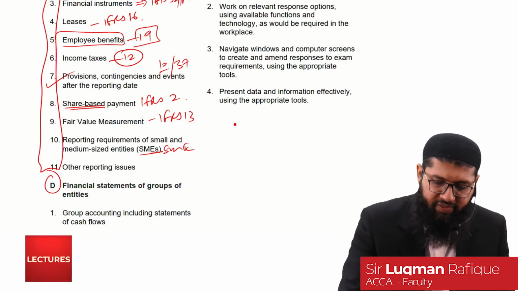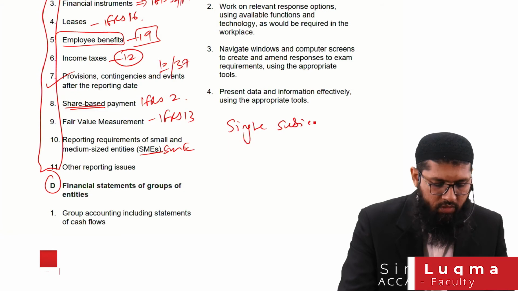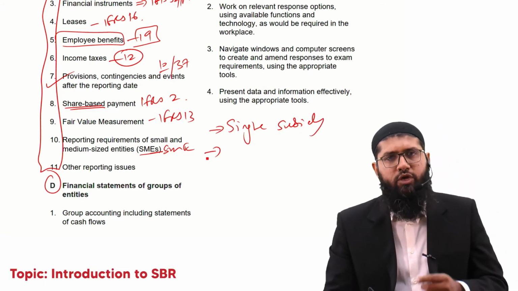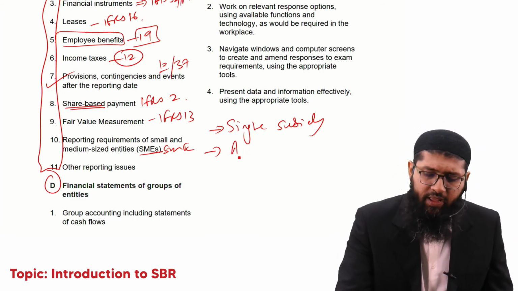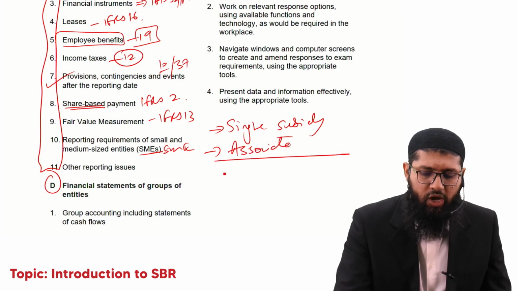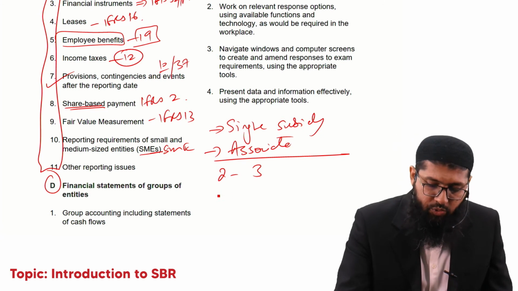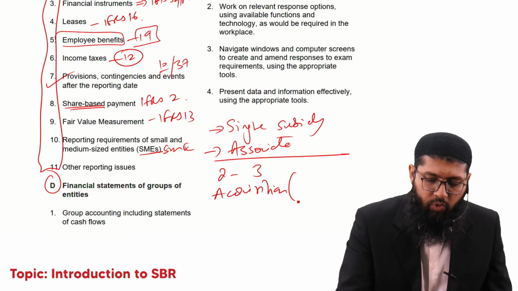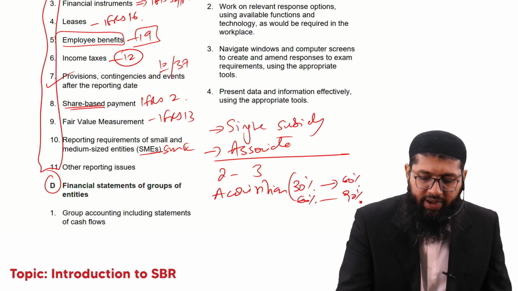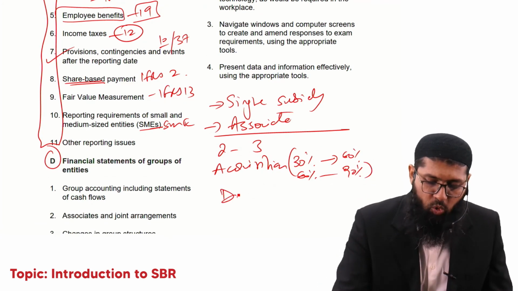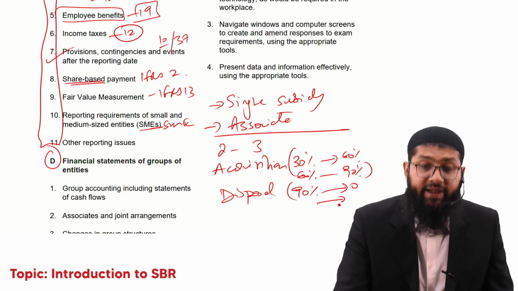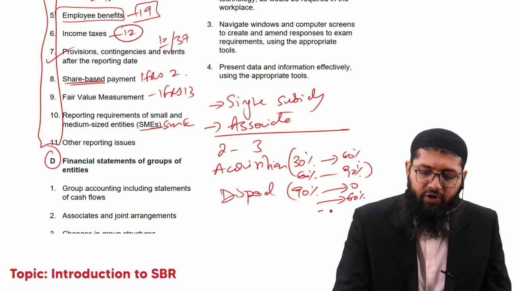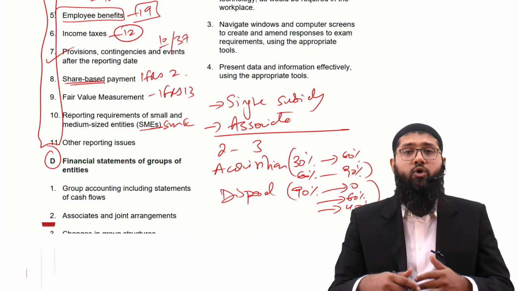You have studied a single subsidiary up till now. You have only studied associates. Here you would talk about two subsidiaries, three subsidiaries. You would talk about the acquisitions in the group. What do you mean by acquisition? There's a 30% shareholding, it becomes 60%. There's a 60% shareholding, it becomes 90%. You'd be talking about the disposals. There'll be group disposals. You've got a 90% shareholding, you go to zero. You've got a 90% shareholding, you go to 60%. You've got a 90% shareholding, you go to 40%. There are going to be disposals also.